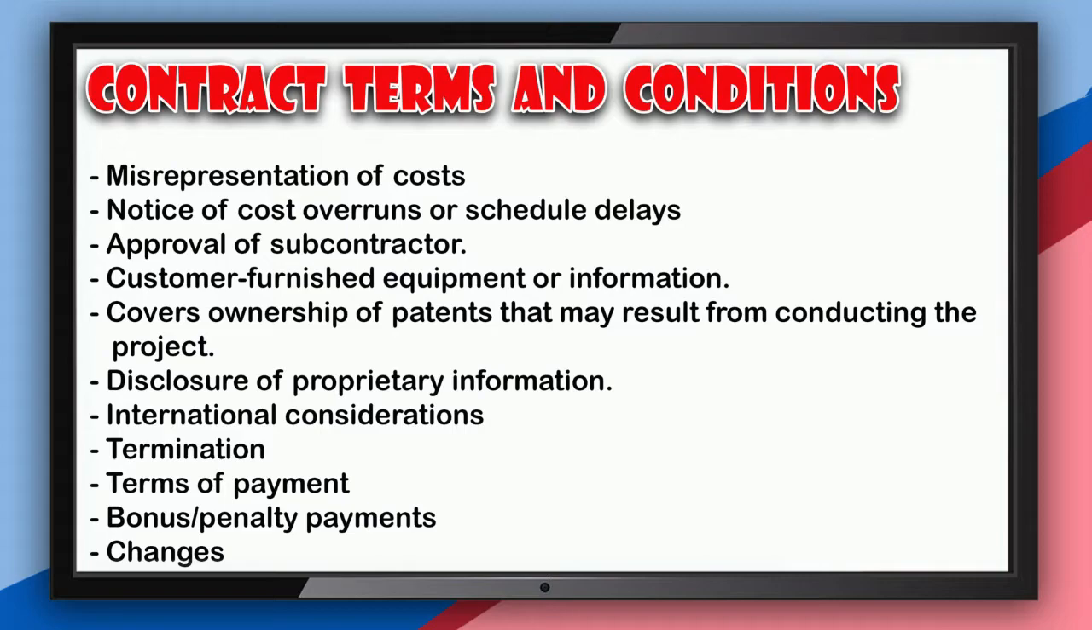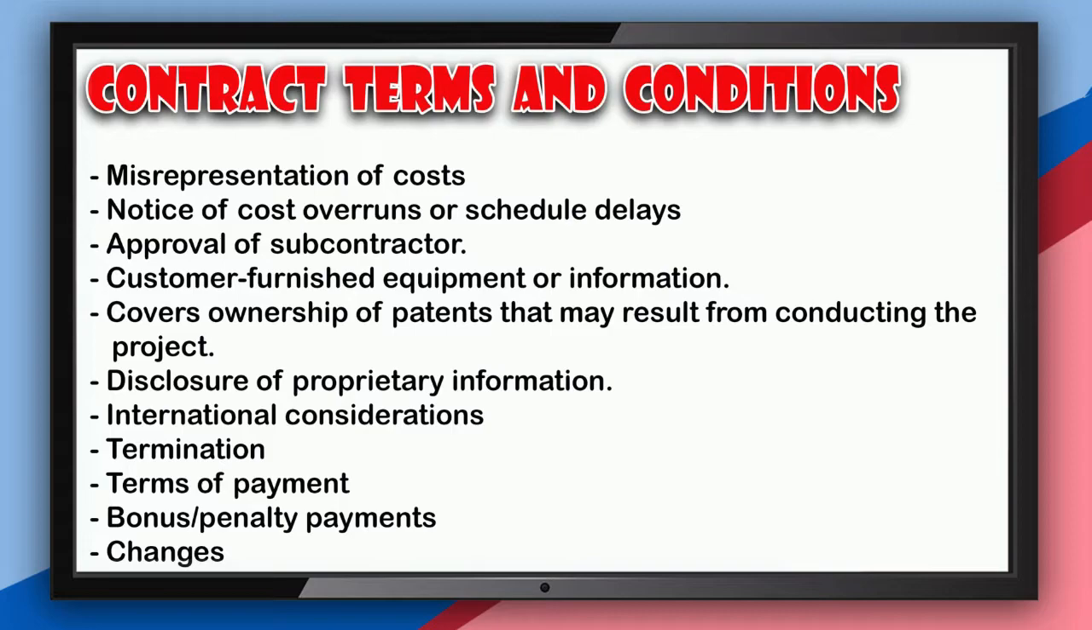And number four, customer furnished equipment or information. It provides the list of the items that the customer will provide to the contractor throughout the project and the dates by which the customer will make these items available. Number five, patents. It covers ownership of patents that may result from conducting the project. Number six, disclosure of proprietary information. It prohibits one party from disclosing project confidential information, technologies, or processes.